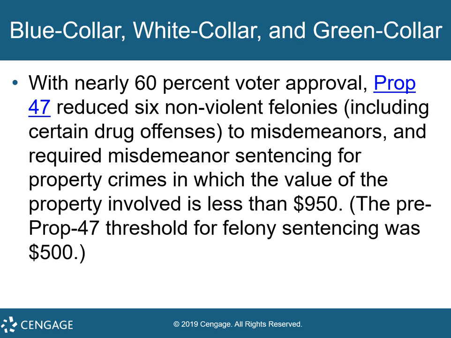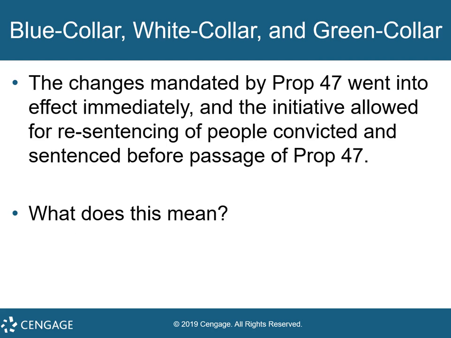The pre-Prop 47 threshold, if you will, for felony sentencing was $500. So they've even changed the dollar amount. If it was $500 or above, it would be a felony for theft, let's say, but now it's $950. So does that kind of make sense? So we've reduced some felonies to misdemeanors, and we even lowered the threshold of the value of property. And has that been an unintended consequence of this?